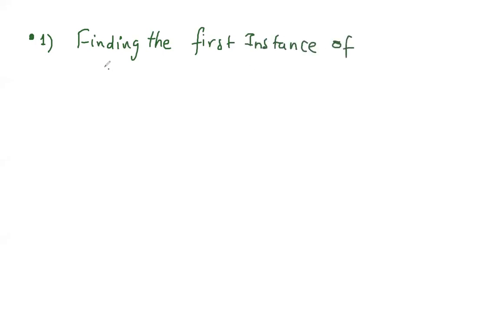So let's take one small problem on binary search first and then go from there, right? You must have all heard about this problem, which is finding the first instance of a number in a sorted array. Have you heard about this problem? So there are duplicates.